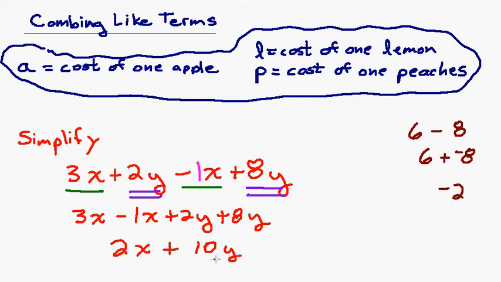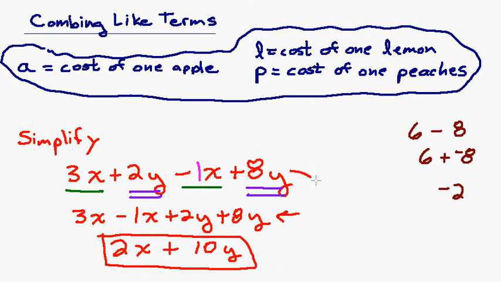Now I have x's and y's like apples and lemons. I can't combine these together. These are not like terms. So this is as much as I can simplify on that problem. That's as far as I can go. And like I said earlier, you don't have to write this middle step. You could actually just go 3x take away 1x is 2x, and 2y plus 8y is 10y. Usually when we're writing these, we write the terms in alphabetical order by their variables. We'll put the x term first and then the y term.